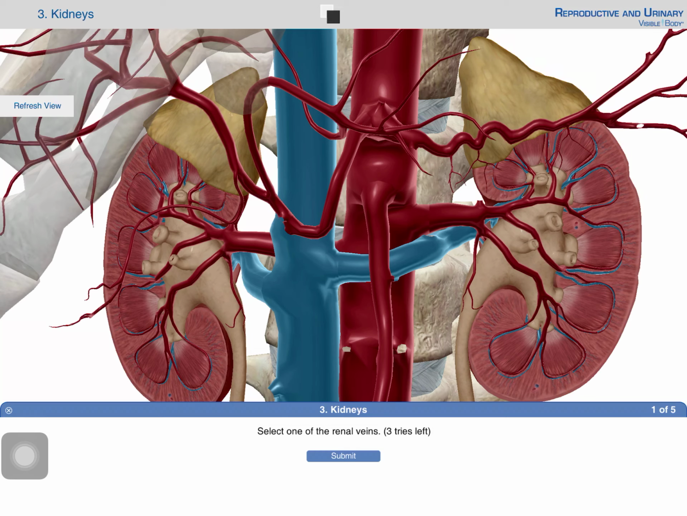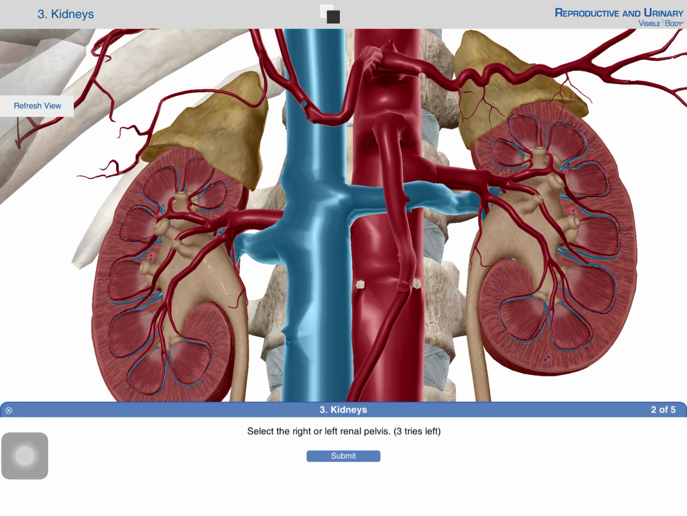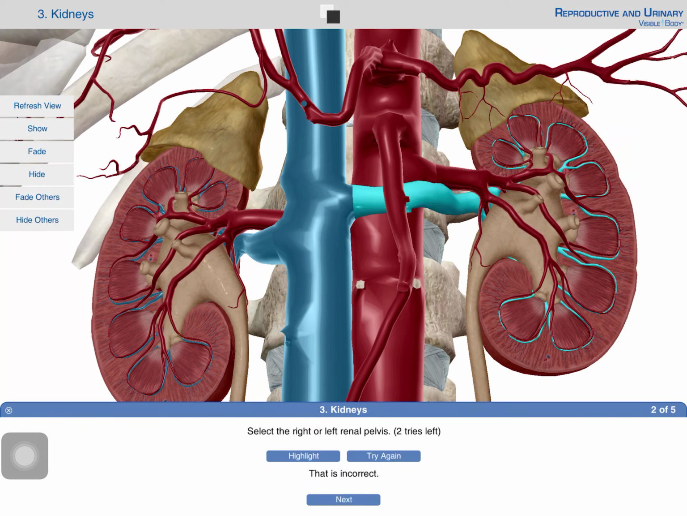Select one of the renal veins. What is the renal vein? Where is the renal vein? Tell please. Is this here? Okay, submit. Or the next is to select the right or left renal vein. Right is what here? This is right, and left is this here. Now submit. Is that clear?